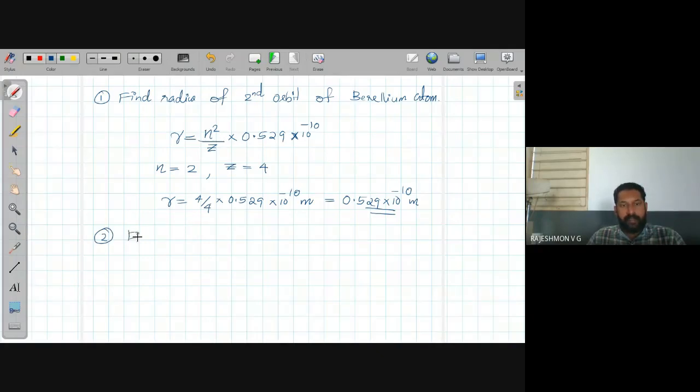Now find the radius of third orbit of the carbon atom.